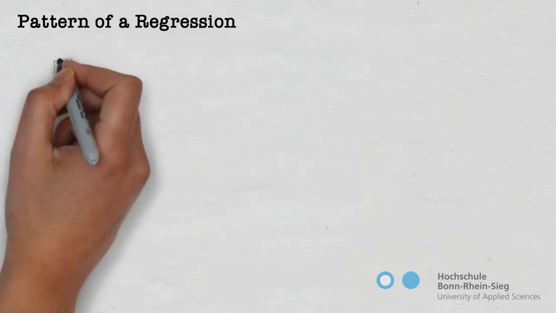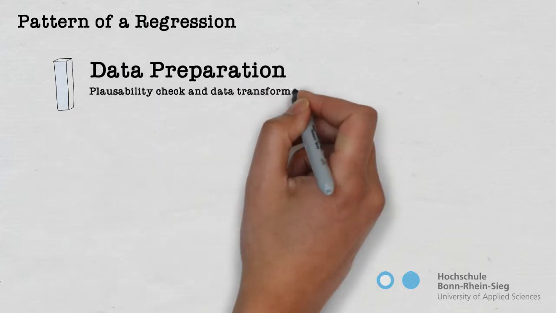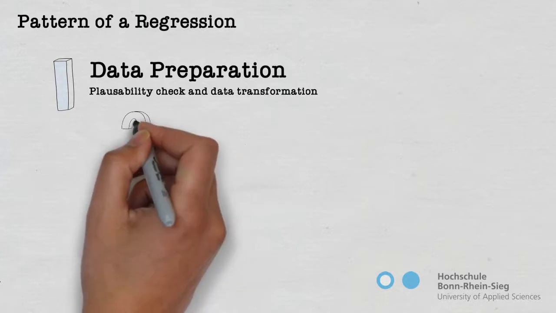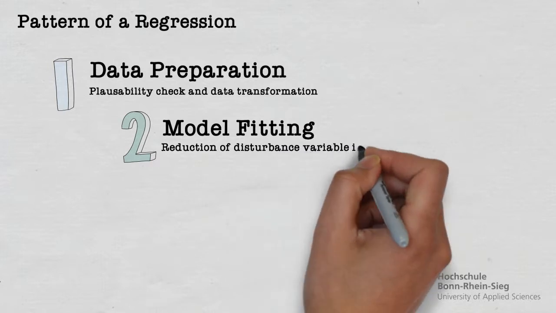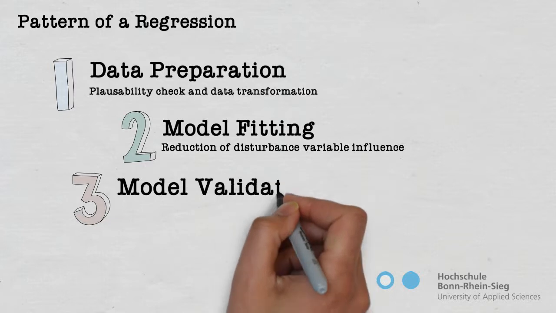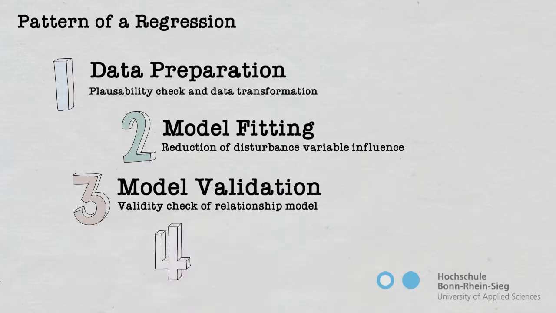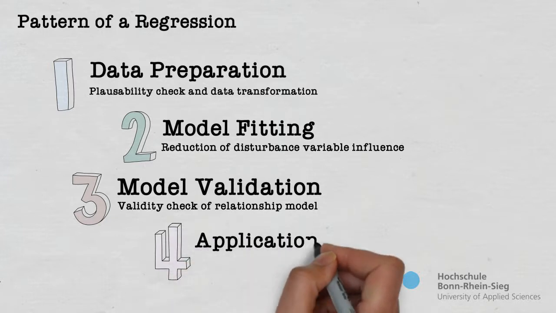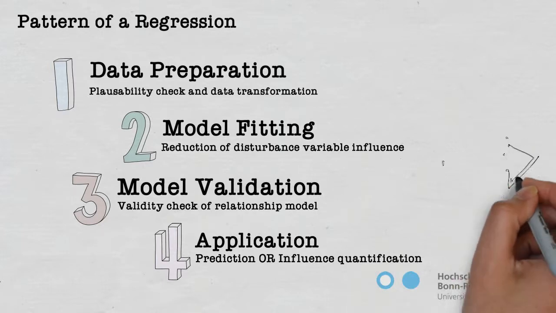So we have multiple patterns of a regression. In total, there are 4. The first is data preparation, so a plausibility check and data transformation. Secondly, we have the model fitting with the reduction of disturbance variable influences. In the third step, we have the model validation, so we do a validity check of the relationship model. And finally, on the 4th place, we have the application. So if we predict or influence the quantification. So let's move further on.